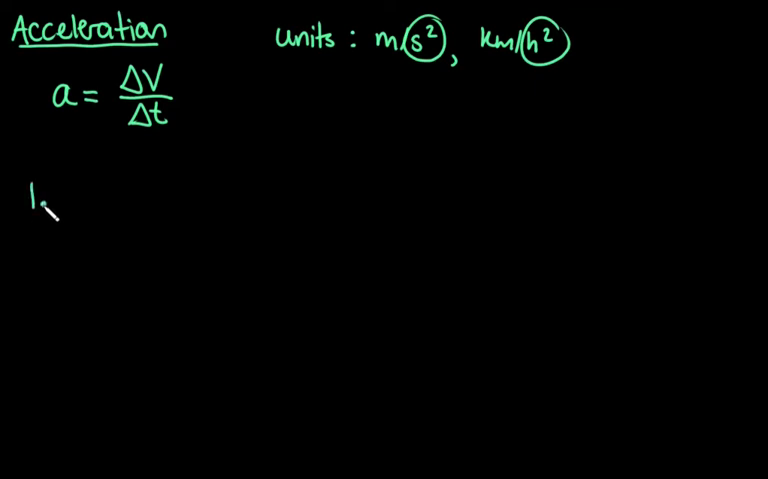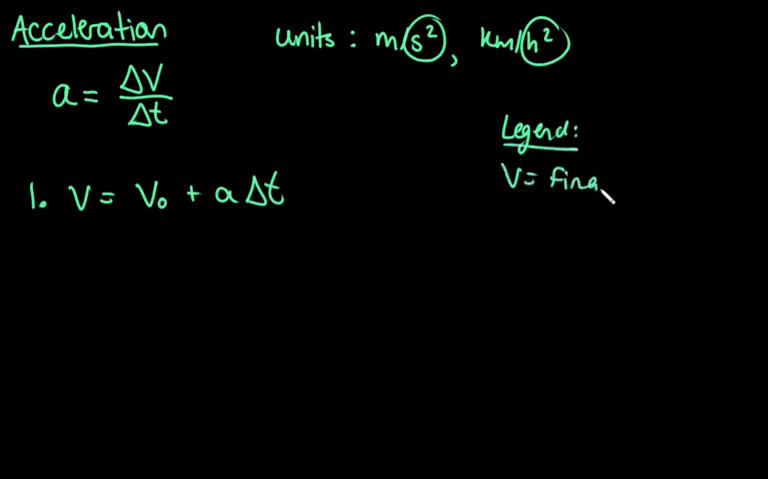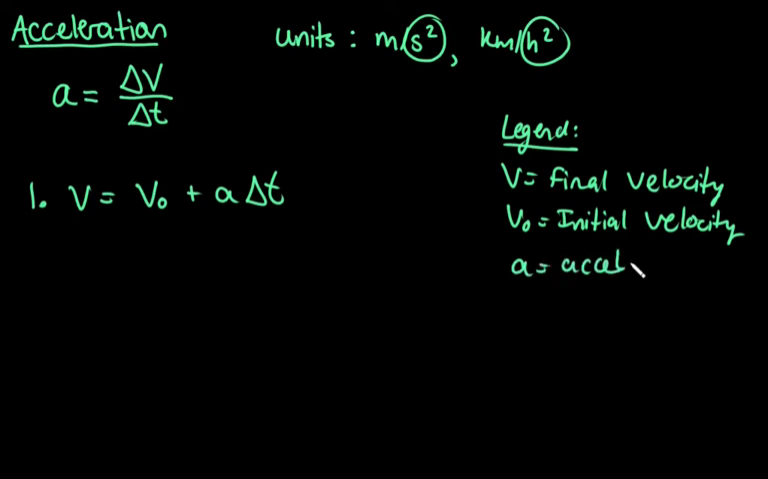The first one is velocity is equal to v naught plus acceleration delta t. So here I'm just going to write my legend right here. V is your final velocity. V naught is your initial velocity. A is our acceleration. And of course, delta t is our time. So this is our first formula.